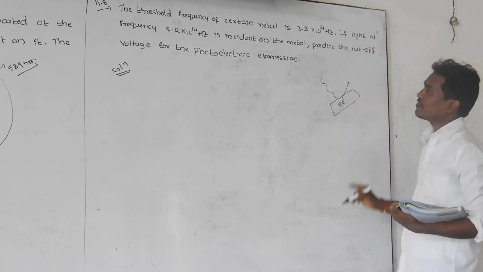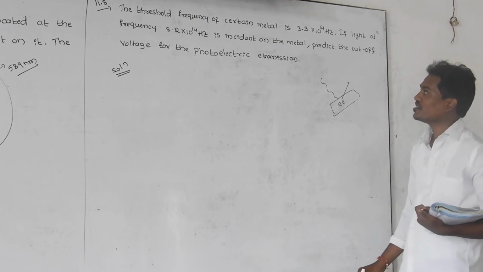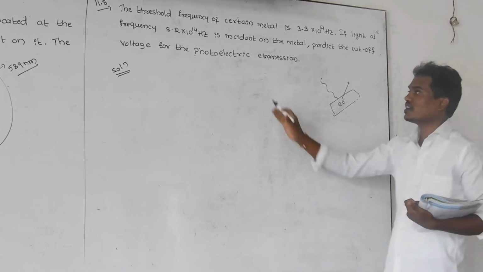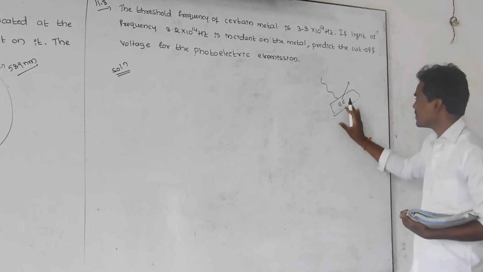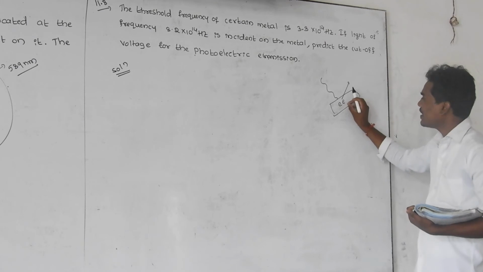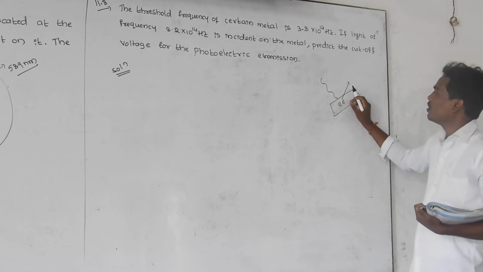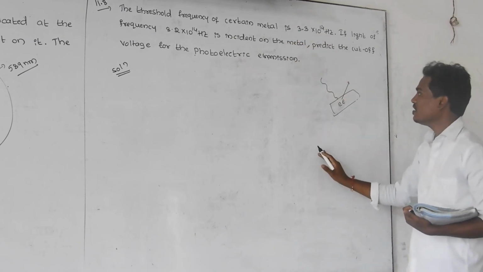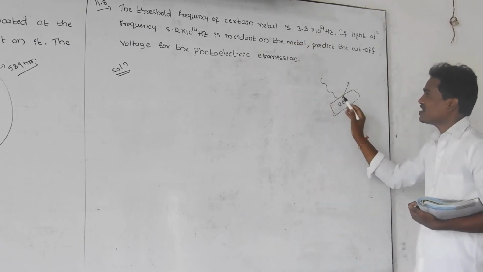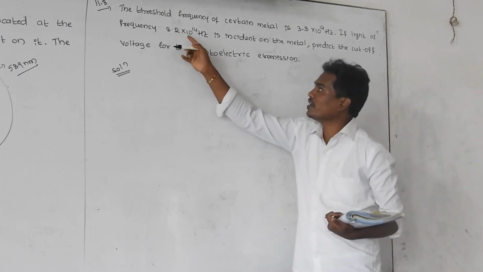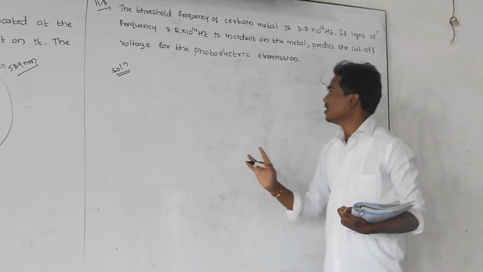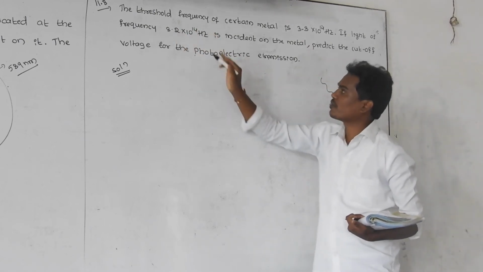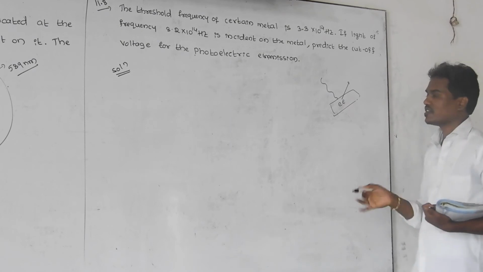If light of frequency 8.2 into 10 to the power 14 Hz is incident on the metal, predict the cutoff voltage for the photoelectric emission. Let us consider this is the metal. Just to emit the electron from the surface of the metal, we need to apply a frequency equal to this much. That's why it is called a threshold frequency. But they applied the frequency 8.2 into 10 to the power 14 Hz. This is more than the threshold frequency, not a problem. There is photoelectric emission.